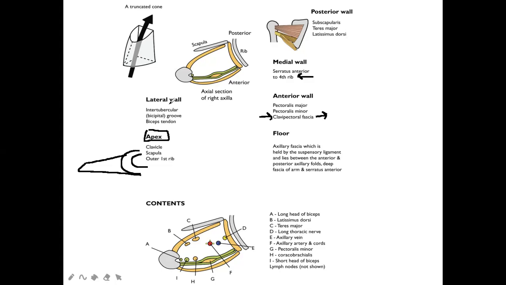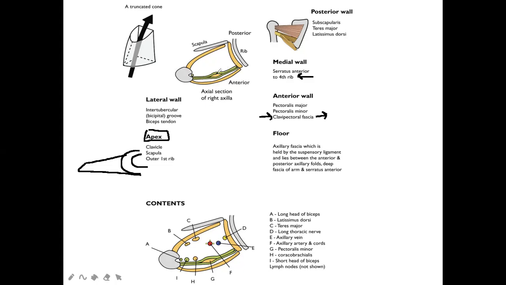Going to the lateral wall. Of all the walls, the lateral wall is the one that is actually narrow. The lateral wall has the intertubercular groove, or what is called the bicipital groove. You can appreciate that with the tendon of the biceps. So there we have the intertubercular groove with the long head of the biceps.